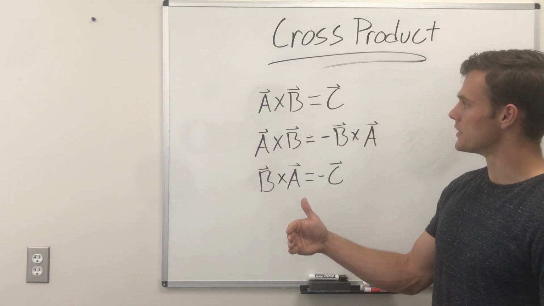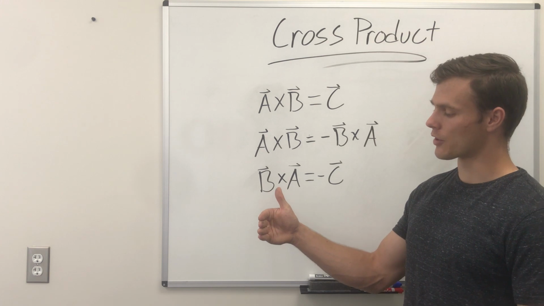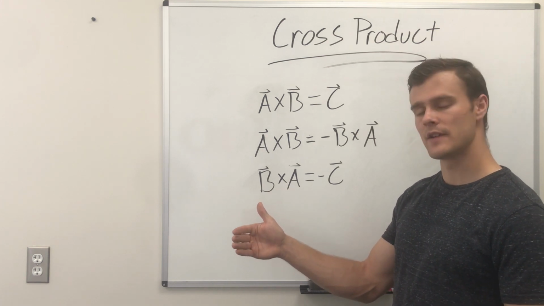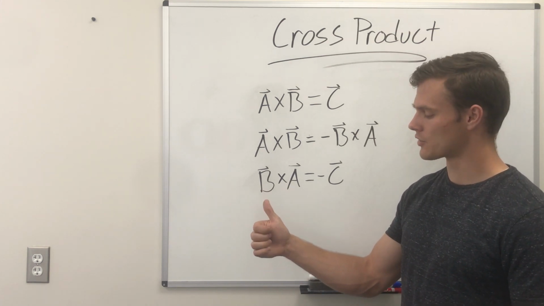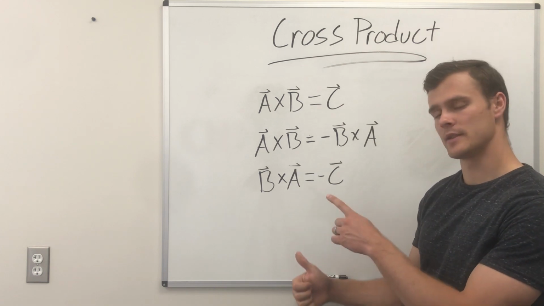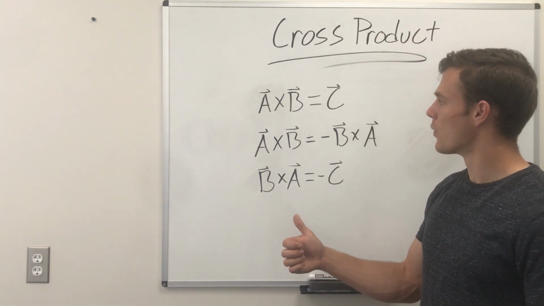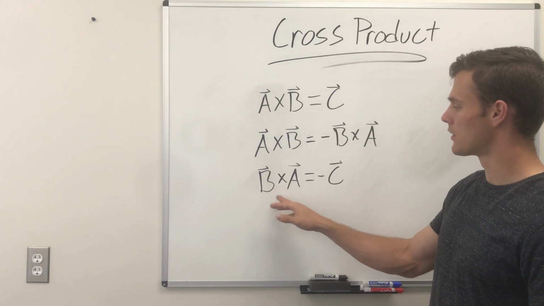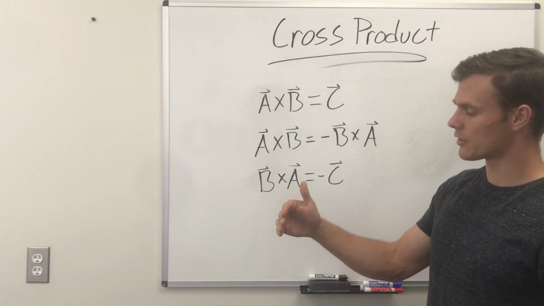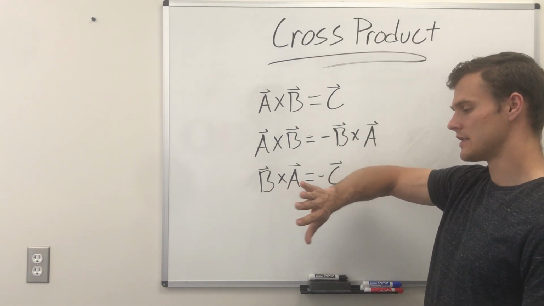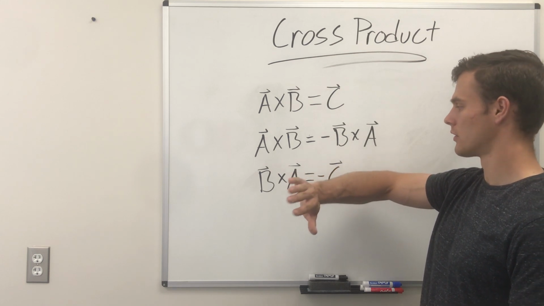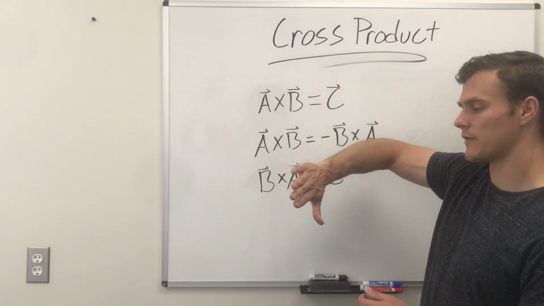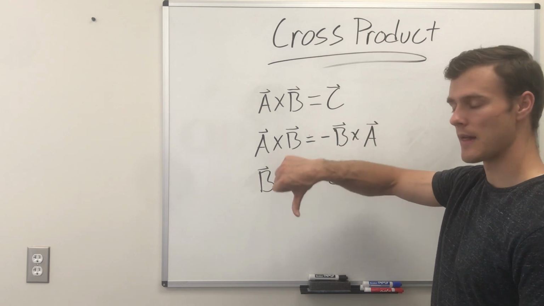So what we do is we say that you curl A towards B. So my fingers are going to curl from A towards B, and my thumb is going to be pointing up. Well, if we say B cross A, then to curl from B towards A, we have to curl in the opposite direction, and my thumb ends up pointing down.